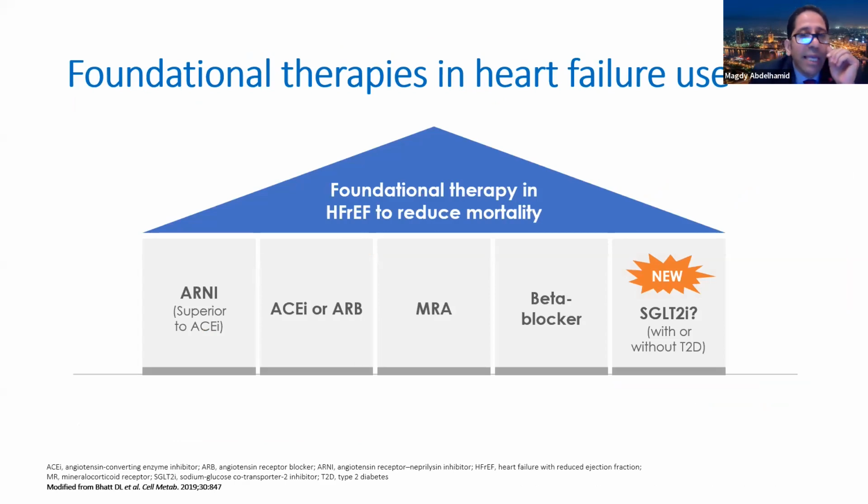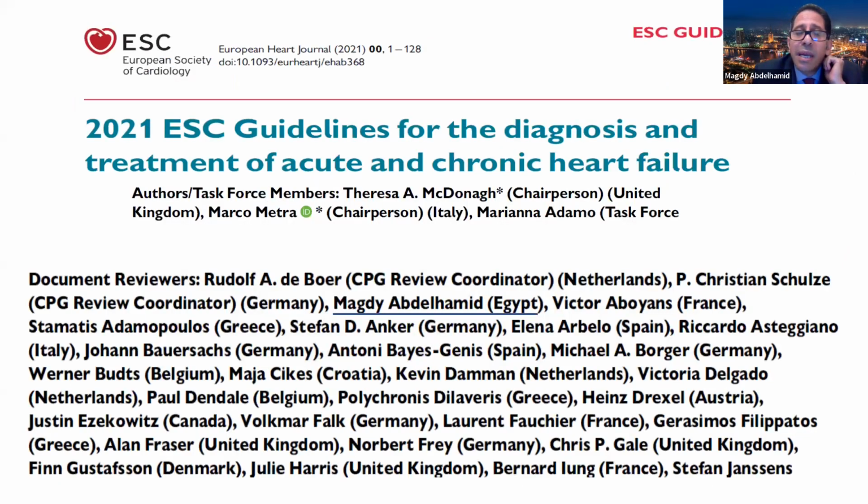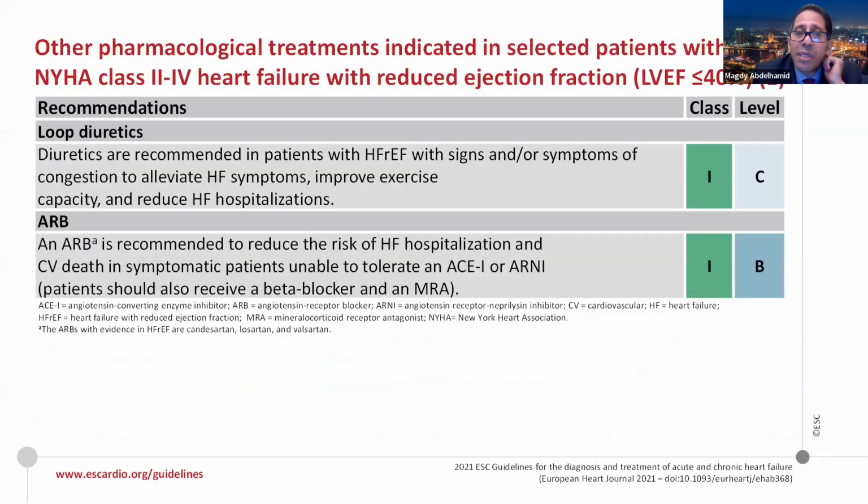heart failure disease modifying agents, not only ACE inhibitor or ARNI, but beta blocker, MRA, and the new one, which is SGLT2 inhibitor. So what about the recent guidelines, 2021, after the publication of the 2 landmark trials for the use of SGLT2 inhibitors in heart failure? The new guidelines recommended diuretics, class 1C, to relieve congestion in patients with heart failure and reduced ejection fraction, to alleviate symptoms, improve exercise capacity, and reduce heart failure hospitalization.